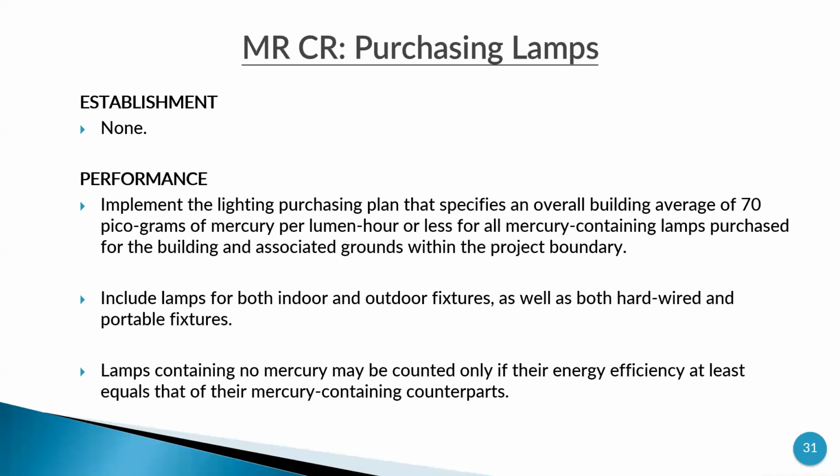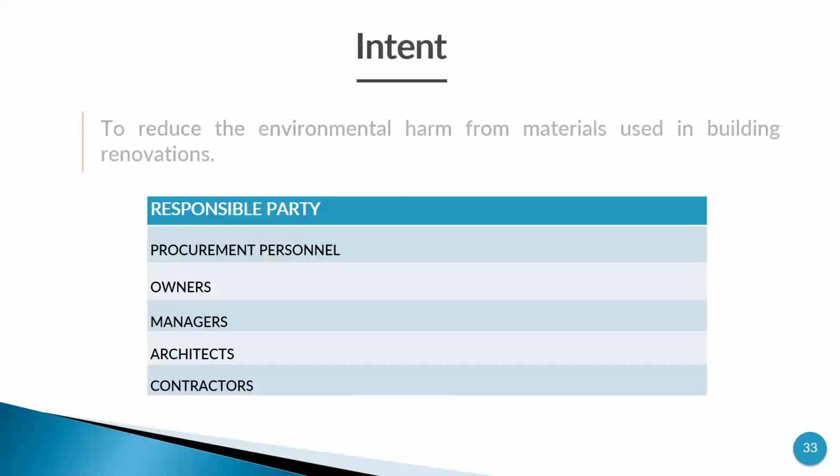Include lamps for both indoor and outdoor fixtures as well as both hardwired and portable fixtures. Lamps containing no mercury may be counted only if their energy efficiency at least equals that of their mercury containing counterparts. What is your understanding here? Lamps that do not contain mercury may be counted only if their energy efficiency is equivalent to their mercury containing counterparts. Yes. Right.